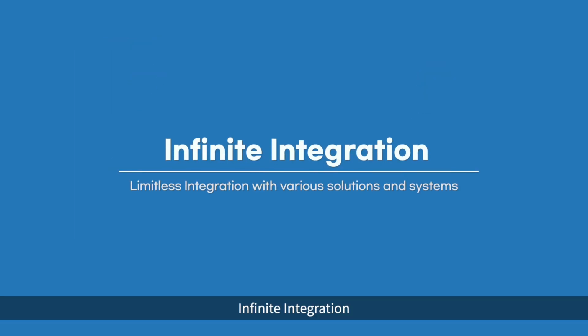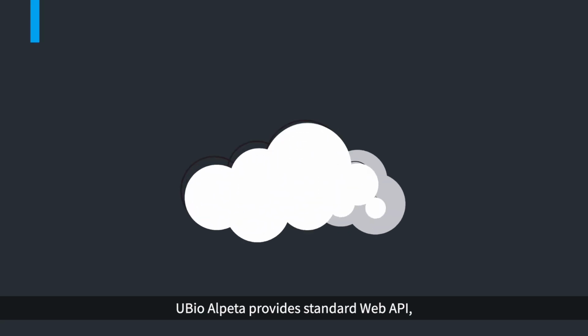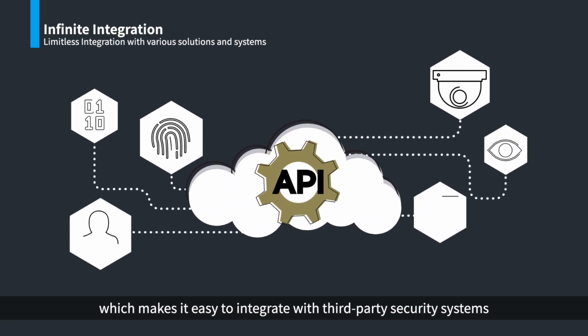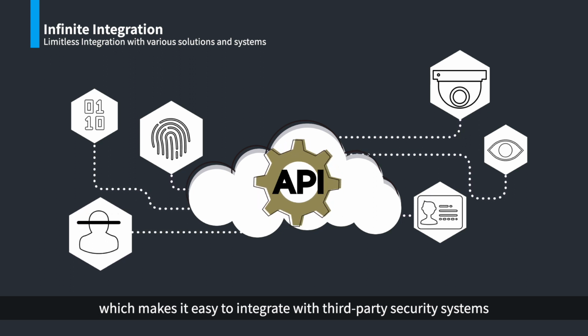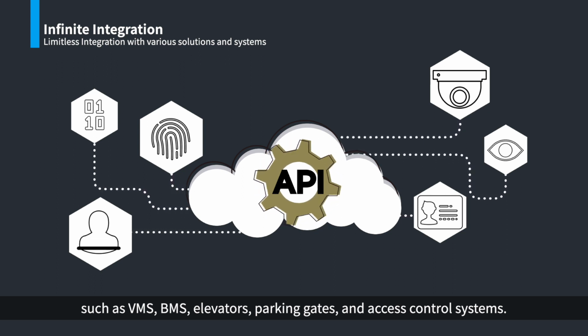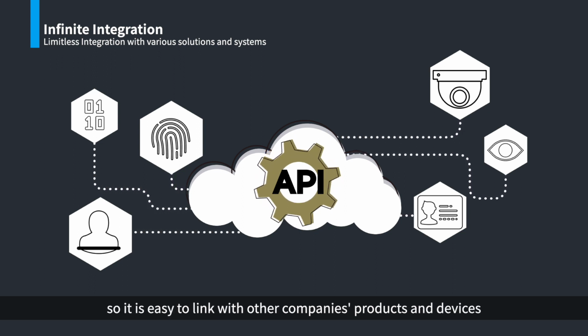Infinite integration. UBio Alpeta provides a standard web API, which makes it easy to integrate with third-party security systems such as VMS, BMS, elevators, parking gates, and access control systems. It is not just limited to our company's products, so it is easy to link with other companies' products and devices.